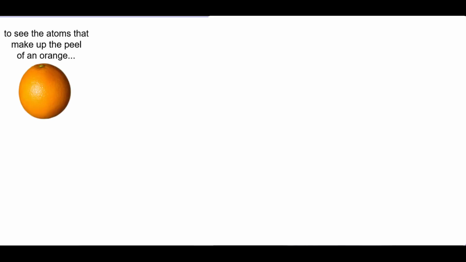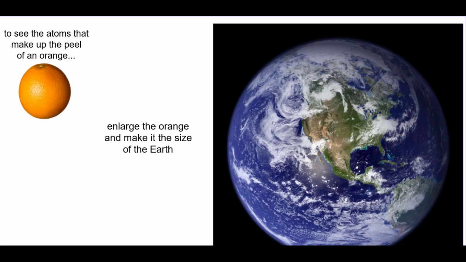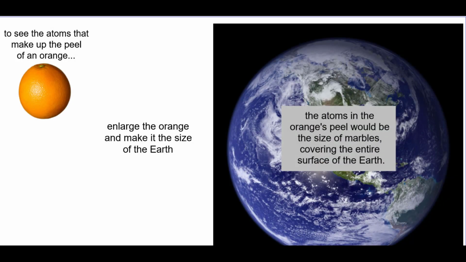So on my first slide, I don't need you to write anything down. I just like to make a comparison about the size of atoms in general. If you wanted to build a model that could show you the individual atoms in, say, the peel of an orange, you'd have to enlarge the orange to be the size of the Earth. Even then, the atoms that make up the orange peel would be the size of marbles, and they would cover the entire surface of the Earth. Now again, you don't need to write anything about that. I was just making the point that atoms are incredibly, fantastically small.